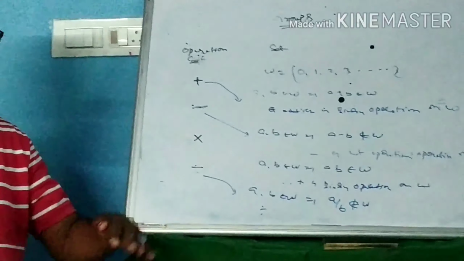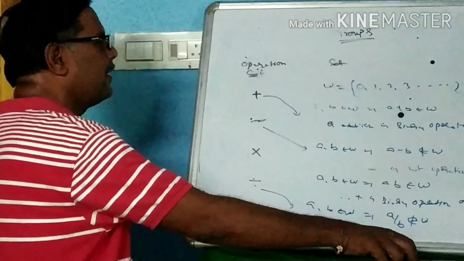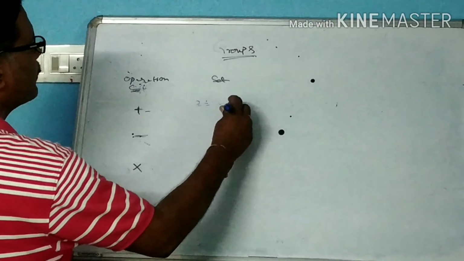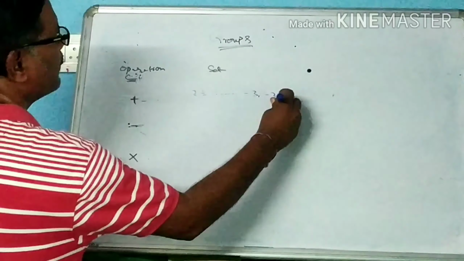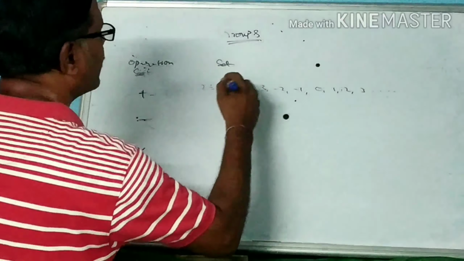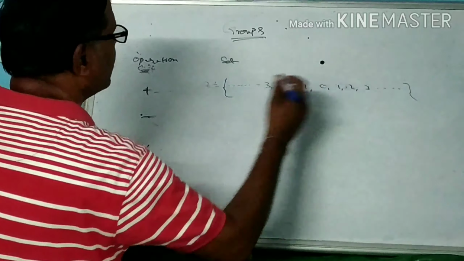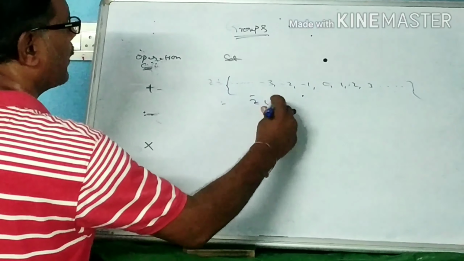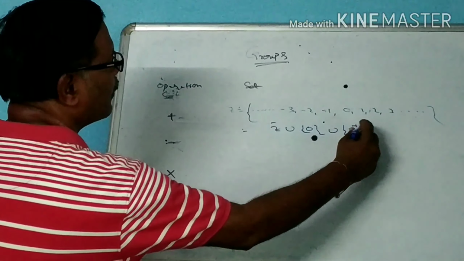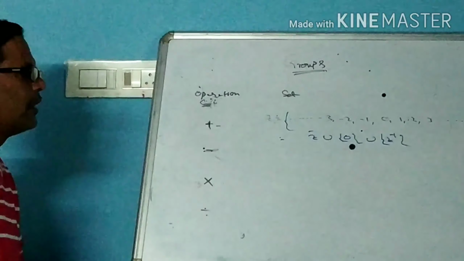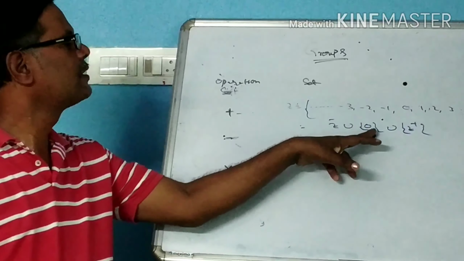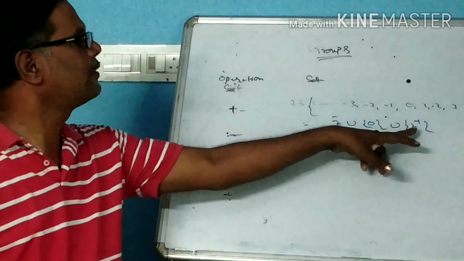Okay, friends. Now we are going to look at the set of integers. Z is equal to minus 3, minus 2, minus 1, 0, 1, 2, 3, and so on. The set Z can be expressed as the union of the negative integers, the singleton 0, and Z plus.